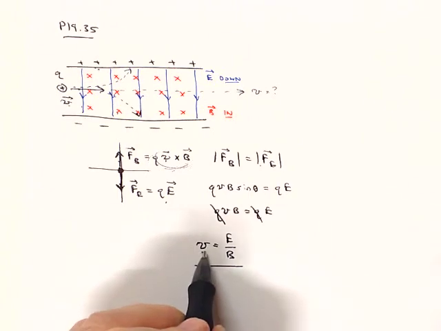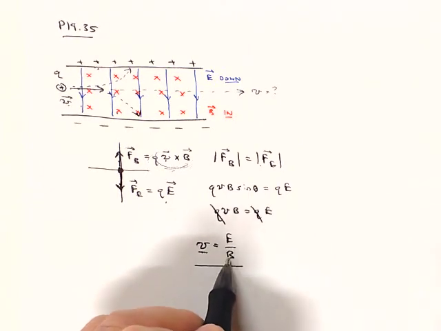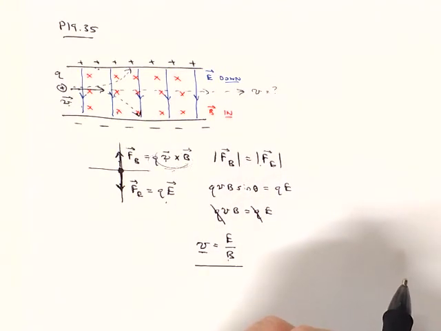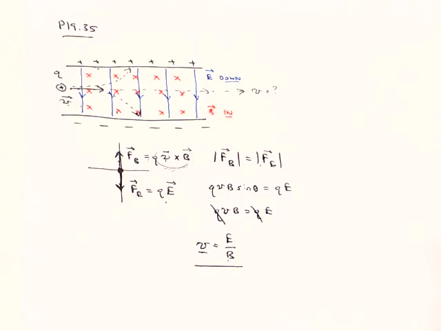Only the particles with the velocity exactly equal to E over B are at equilibrium and get all the way through without being diverted. So that's how this thing can be used to select particles of just one particular velocity.